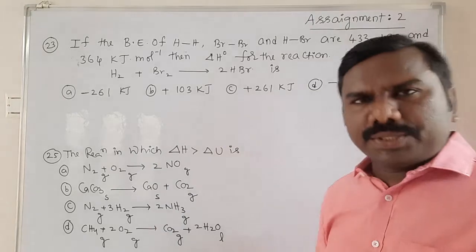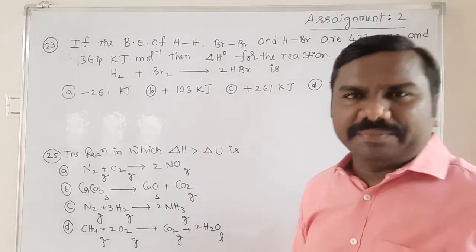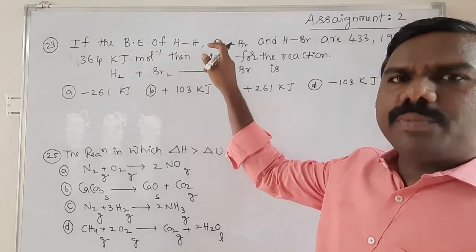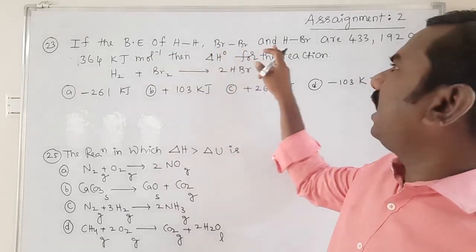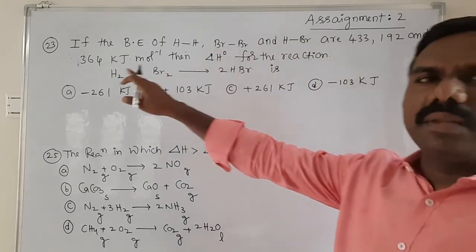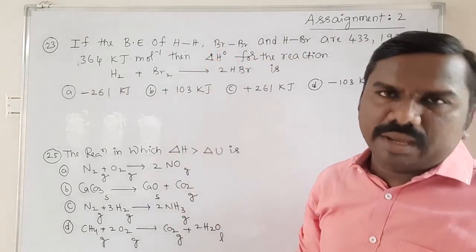Okay, next, bit number 23. The bond energies of the H-H bond, Br-Br bond and H-Br bonds are 433, 192 and 364 kilojoules per mole, as given.